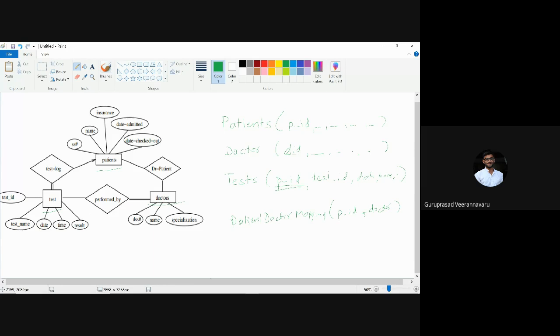Okay. We missed one more thing. Here we can also have the doctor ID, so we'll have a DID. Because a test was conducted for this patient, it was conducted by whom? So that can be put here, a doctor ID, saying this test was conducted by this doctor.